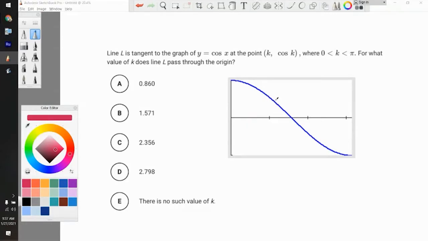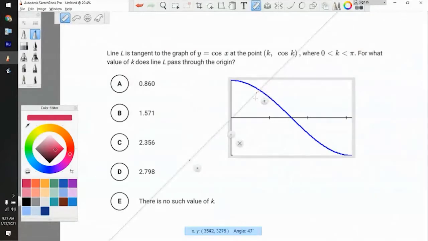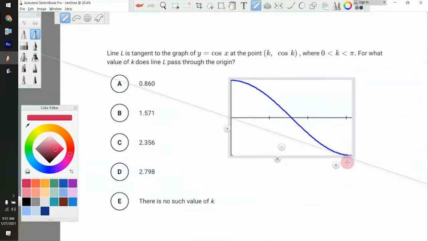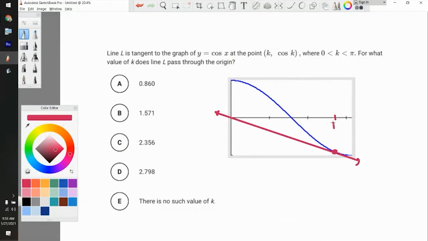Oh, wait, did someone write something in the chat maybe? I'm going to use my old ruler here. We want this to go through the origin. I'm just doing this so it's straight. It doesn't matter how you sketch it. But to make a tangent line that goes through the origin, it would have to graze this point right here. So this is our k value that we need.